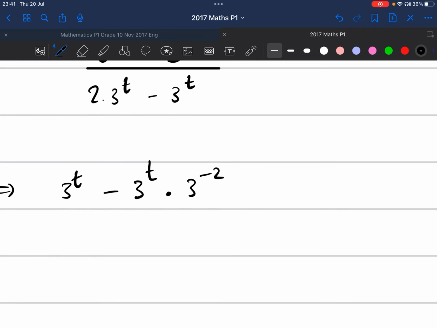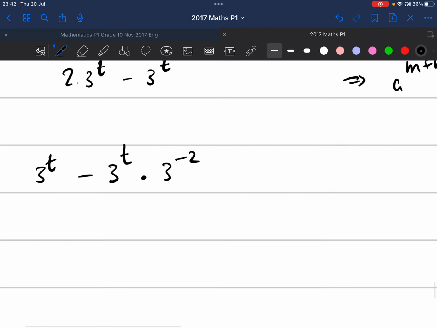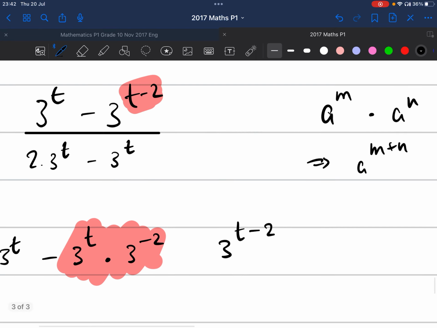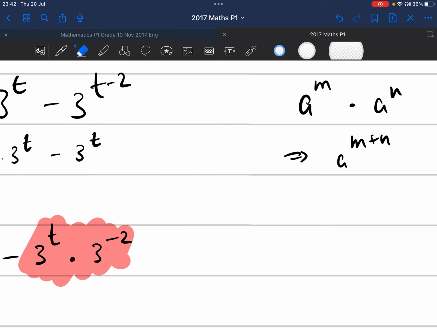Okay, because if you remember your exponent laws, let's say I have a to the power of m times a to the power of n. That's the same as me saying a to the power of m plus n. Okay, so if you look back here, if we have to convert this here, I have a common base of 3, and then I'm adding my exponent, so it'll be t minus 2. And if you look there, that's exactly what we have up there, so that means that's fine.